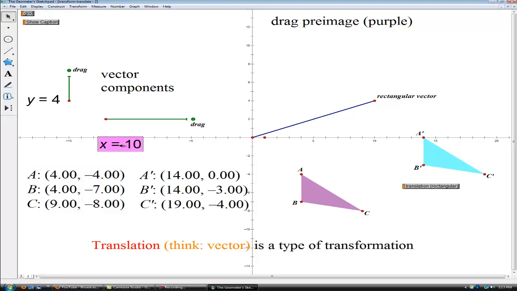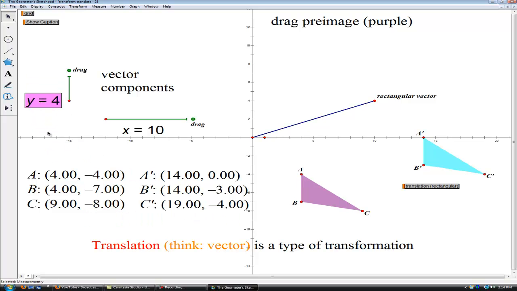Right? And we see the same pattern. Adding 10 to the x value of B gives me the x value of B prime. Adding 10 to the x value of C gives me the x value of C prime. And the same is true for the y component. If I add 4 to negative 7, I get negative 3. If I add 4 to negative 8, I get negative 4.